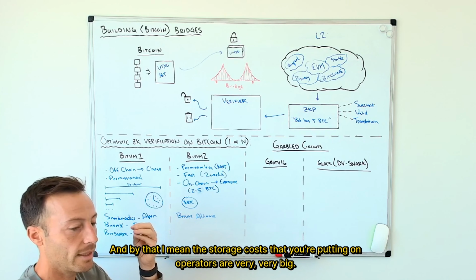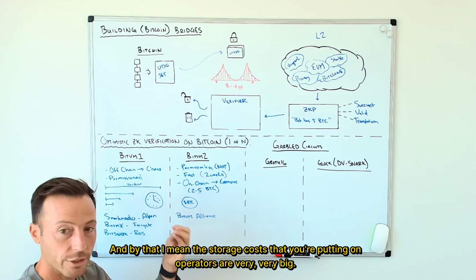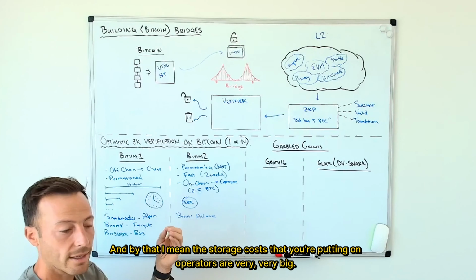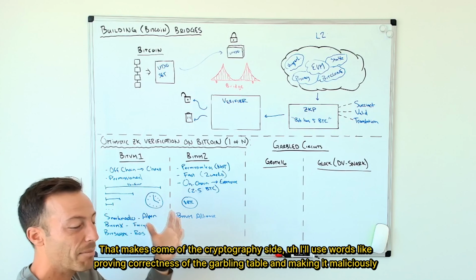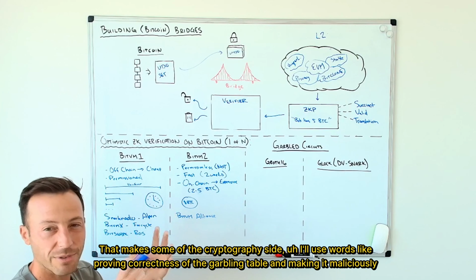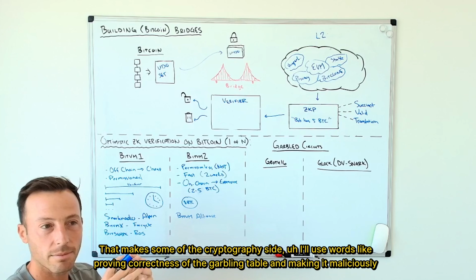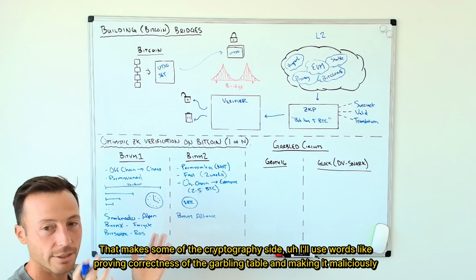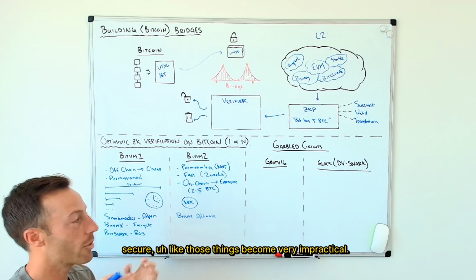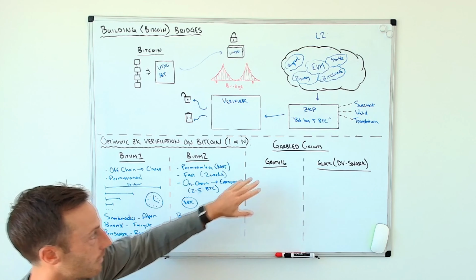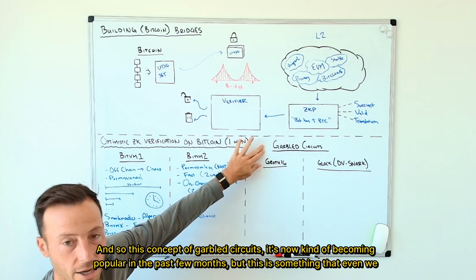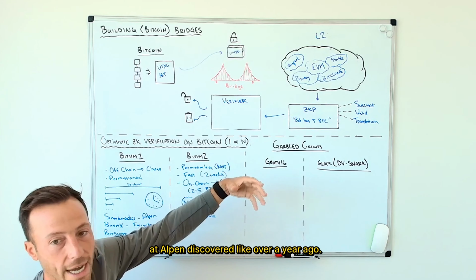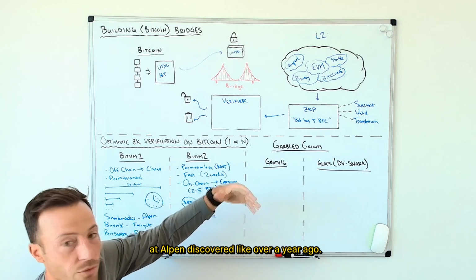And by that, I mean the storage costs that you're putting on operators are very, very big. And that makes some of the cryptography side, I'll use words like proving correctness of the garbling table and making it maliciously secure, those things become very impractical. And so this concept of Garbled Circuits is now becoming popular in the past few months, but this is something that even we at Alpen discovered over a year ago.